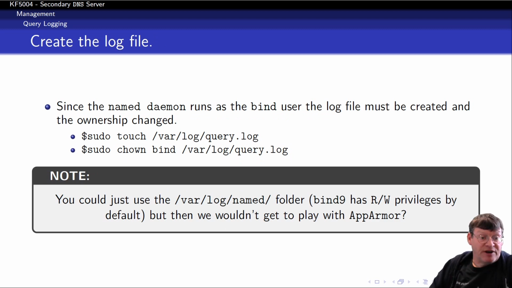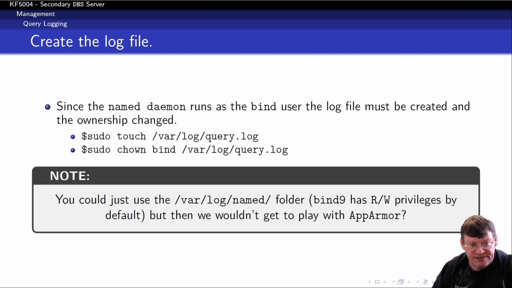We need to create the log file. So what we would need to do is create that log file in the log area. So in /var/log, we would need to create a file called query.log. The easiest way to do that is running the sudo command with touch, and that just creates an empty file. Now the bind program runs under the username bind. So what we now need to do is change the ownership of that log file. So we use the chown command, which is change owner, and we change the owner of the file from root to bind.